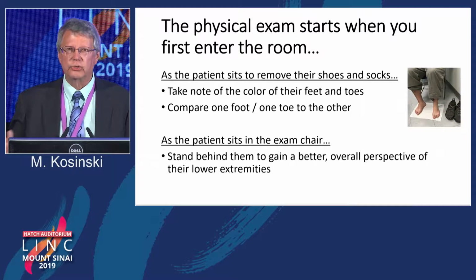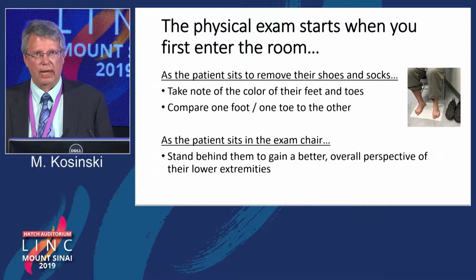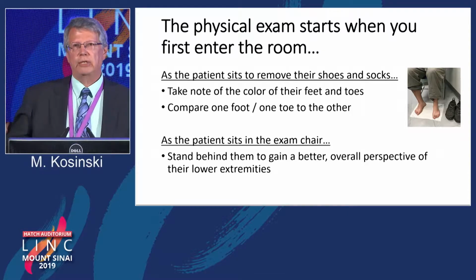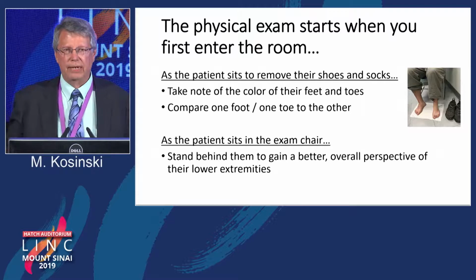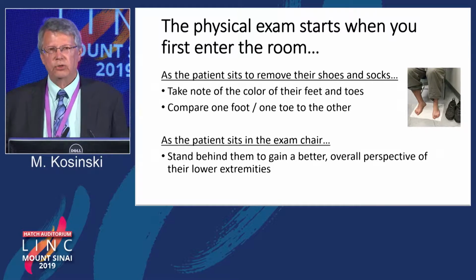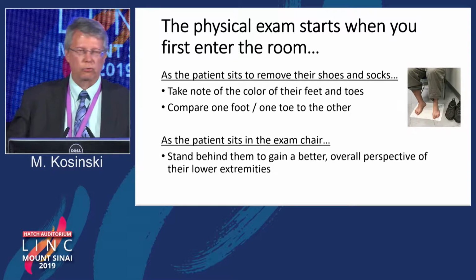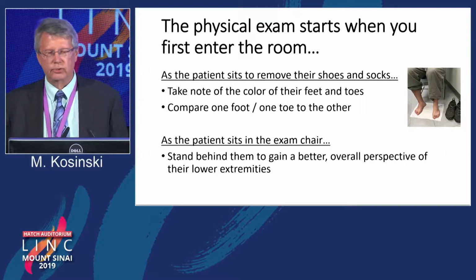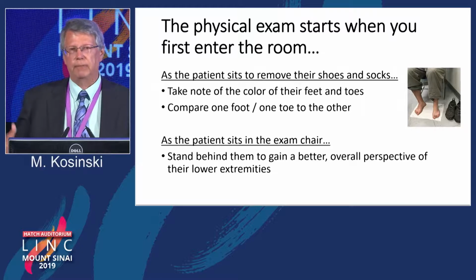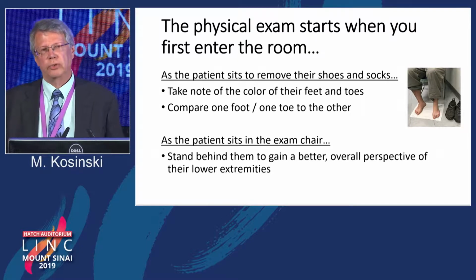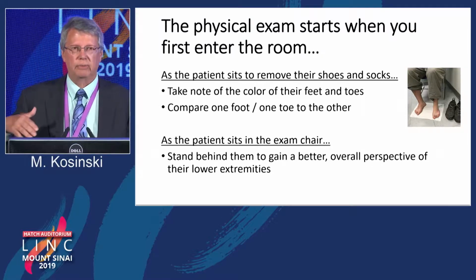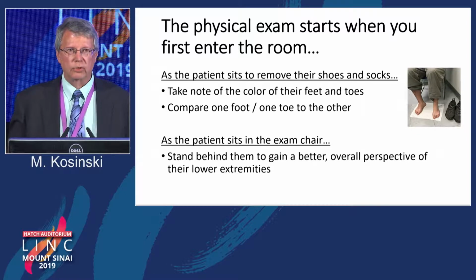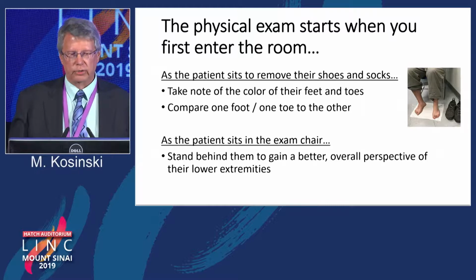And our inspection starts when you first enter the exam room. And it's a really good opportunity to see the patient with their limbs in a dependent position. They've been sitting in the waiting room, they've walked from the waiting room to the exam room, and now they're sitting in the chair, taking their shoes and socks off, and their feet and legs are in a dependent position. And this is the time that you want to examine for color change, dependent rubor. You want to compare one lower extremity to the other, one foot to the other, one toe to the other.